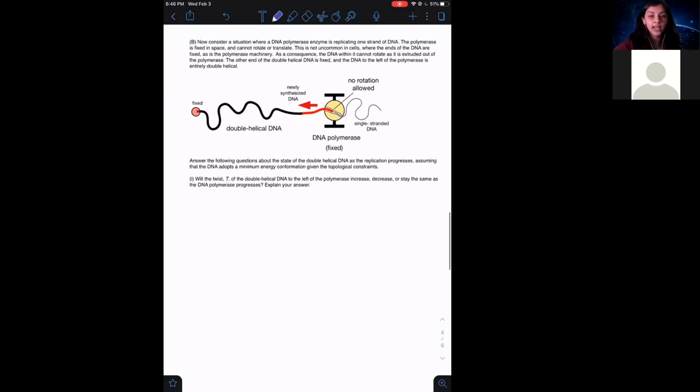So part one asks how the twist changes when the polymerase adds new nucleotides and after supercoiling. Can someone either shout out or say in the chat what would happen to the twist? Right, so you guys are saying increase, and that is correct because the polymerase is adding new nucleotides, and as we're adding new nucleotides, it also adds new turns. So this increases the number of turns, and thus it increases the twist. So addition of nucleotides always increases the number of turns.